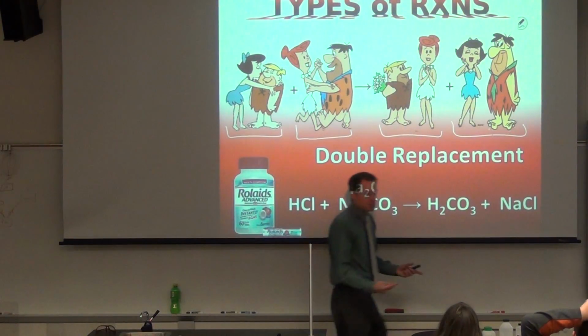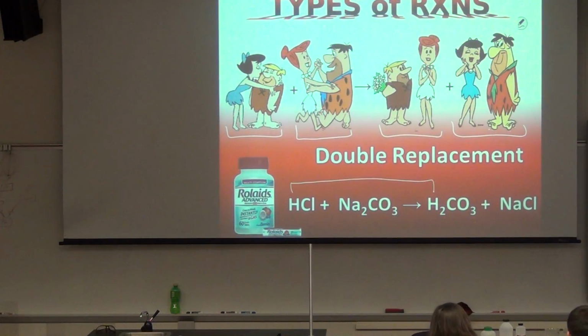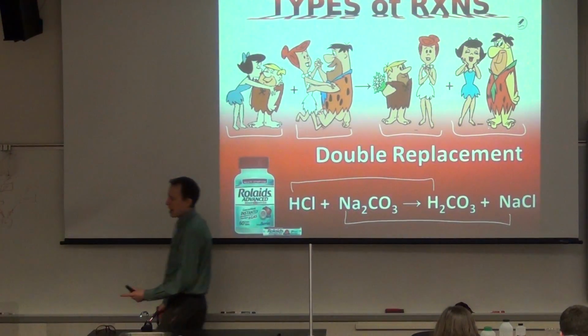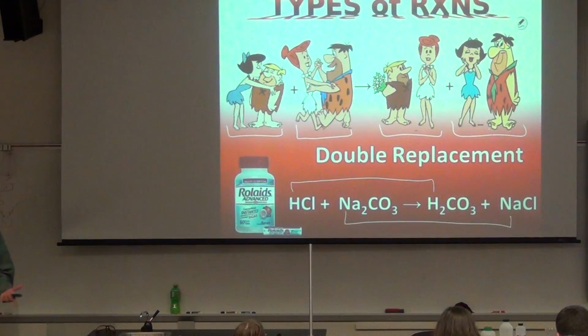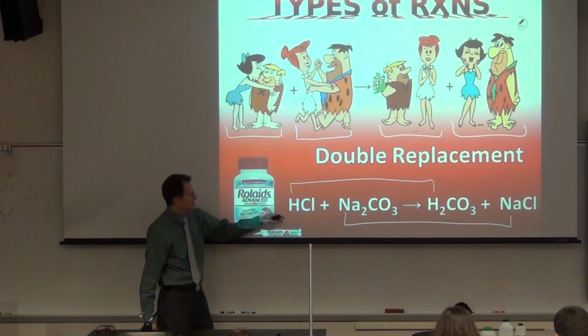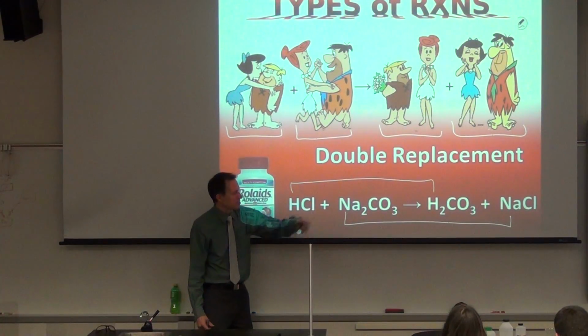And, suggestion, please write this. Here's my H and here's my Na. Those are the ones that are switching places. I know they look like they're in the same spot, but they have new partners. And you could argue, well, the other thing switched. It doesn't matter. They're with two new partners. So H was with Cl, now H is with CO3. Na was with CO3, now it's with Cl.